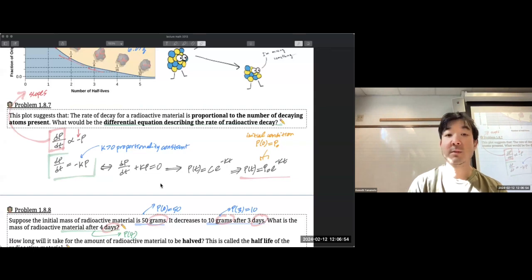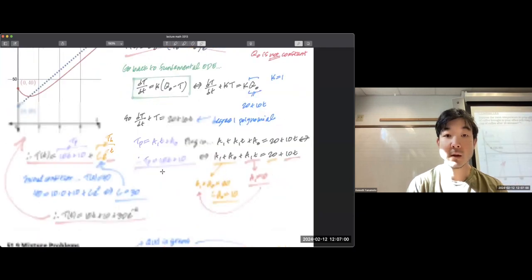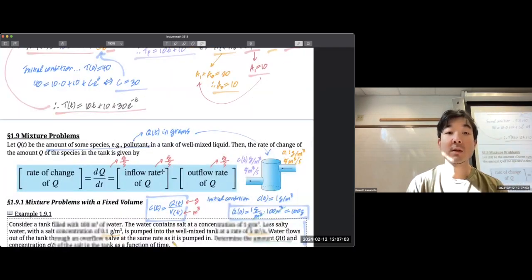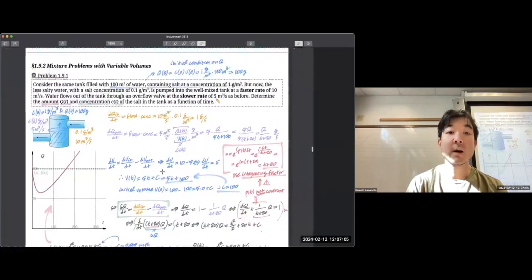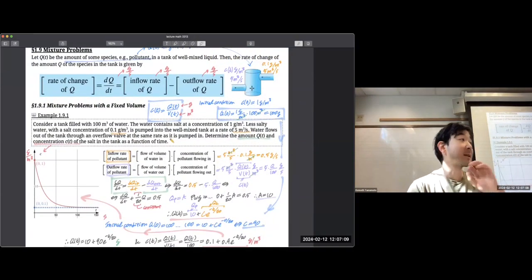All right. So we'll be able to finish mixtures today. So where were we? We looked at the situation where your volume in the tank is not changing. That's going to happen if your inflow volume and your outflow volume are equal. So equal amount coming in, equal amount coming out.